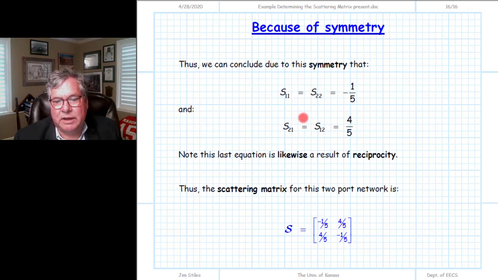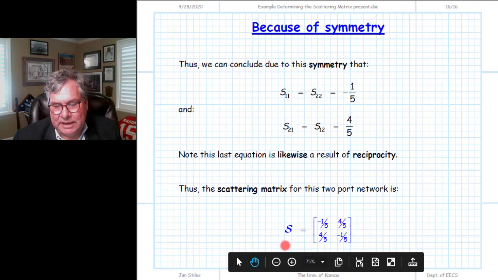Once we have the first row done, we can immediately write the second row of that scattering matrix because of symmetry. So again, make sure that you look at that. Notice the other result, or the second result here, is likewise true due to reciprocity. So even if it weren't symmetric, we could make this argument due to reciprocity that S21 and S12 should be the same. So we look at the scattering matrix that results from this device.